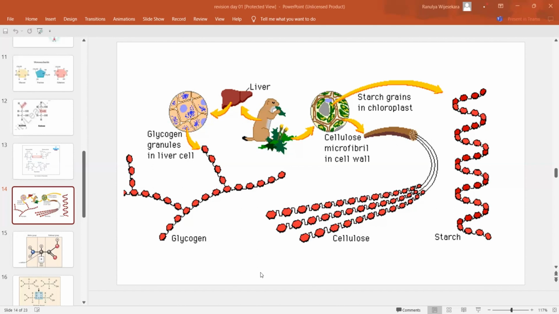Based on their architecture, they are categorized as linear polysaccharides. Examples: cellulose, amylose. Next point, branched polysaccharides. Examples: glycogen, amylopectin, hemicellulose. Then, functions.